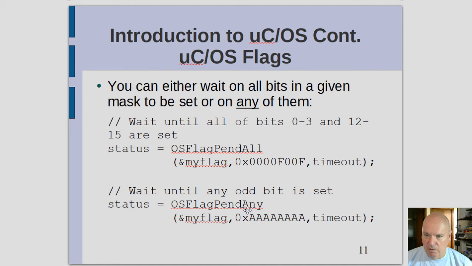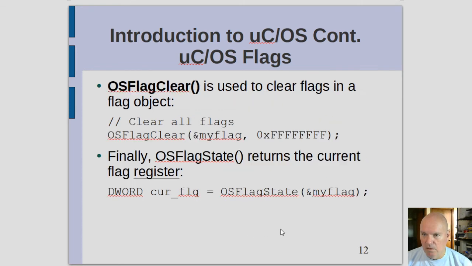Or, alternatively, you can wait on any one of a number of different bits to be set. And then A here is decimal 10, so that would be 8 and 2. So this is the second and fourth bit out of a nibble, out of all nibbles. So we're waiting on any one of the odd bits out of the 32 bits available to be set.